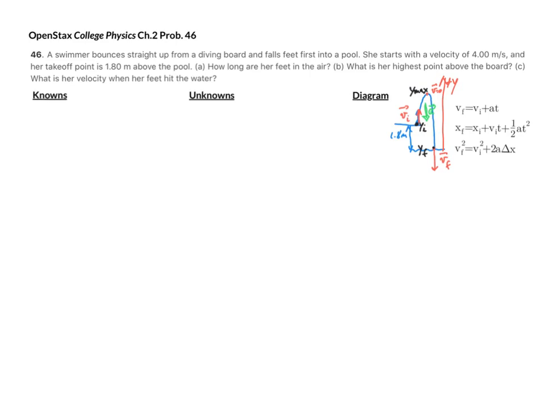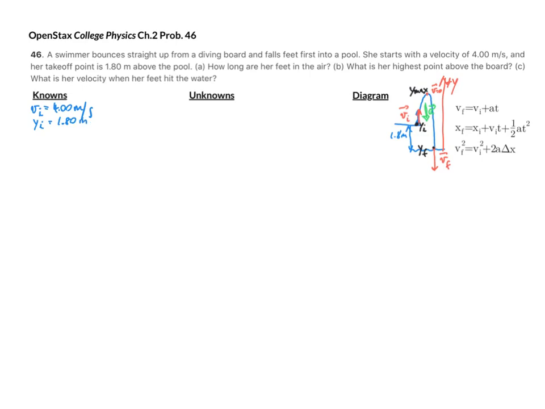So let's write down our knowns and unknowns. We know a lot more things than the problem tells us, so I'm going to list all of those as well. So the swimmer starts with a velocity of 4 meters per second. So v initial is 4 meters per second. And she starts from an initial height of 1.8 meters. And I call that height y initial. So y initial is 1.80 meters.